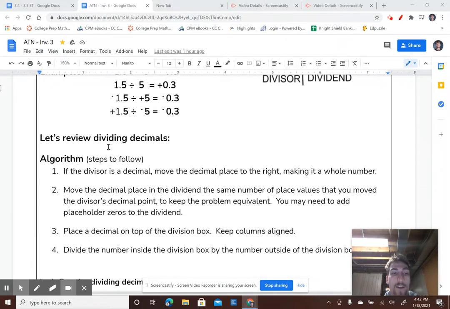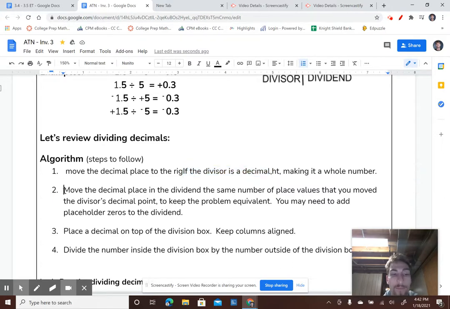All right, so we have the algorithm here. In other words, the steps to follow. And it starts off with saying if the divisor is a decimal, we're going to move the decimal place to the right, making it a whole number. All right, so the key here is to make the numbers whole because you're not going to want to divide with the decimals in the problem.